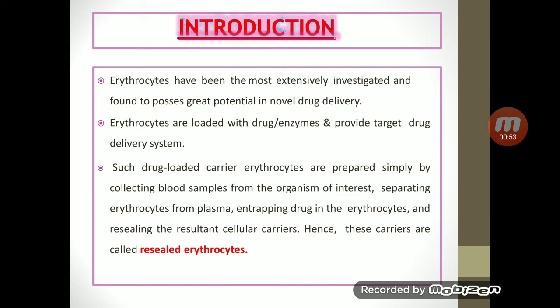We have to collect blood samples from the animals, then separate erythrocytes from the plasma of the blood samples, then entrap these erythrocytes with the drug molecules, and then again reseal the erythrocytes. Hence these are called resealed erythrocytes. We are opening it, and again sealing it. That's why it is called resealed erythrocytes.